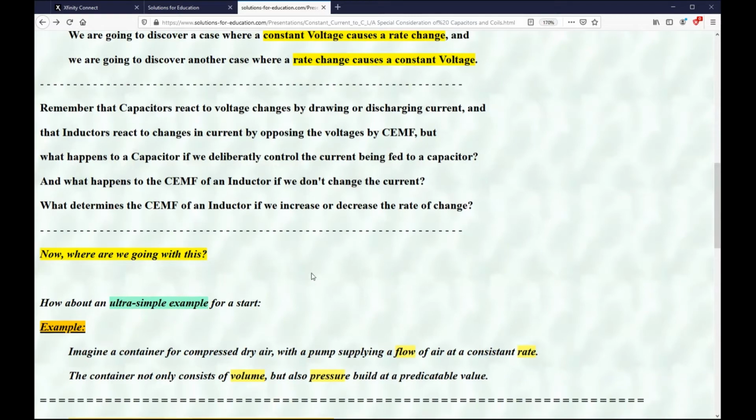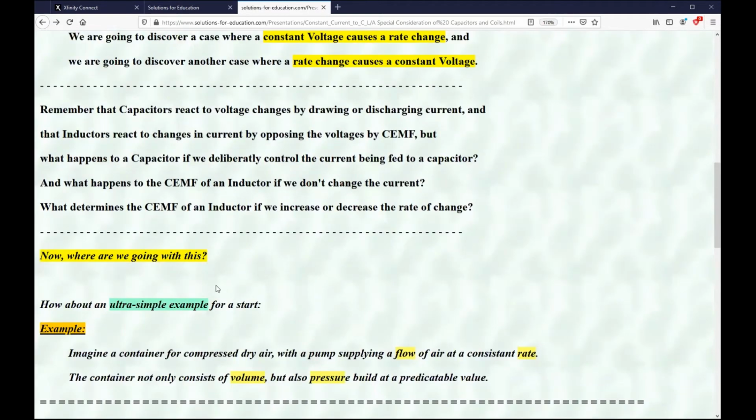Now imagine, if you will, a container for compressed air with a pump supplying a flow of air at a consistent rate. We can determine what the pressure would be as we build it up. If we have a consistent flow of air and a pressure gauge, we could see the pressure gauge climb at a steady rate. And in that same respect, we can also dump that, shall we say, air tank.